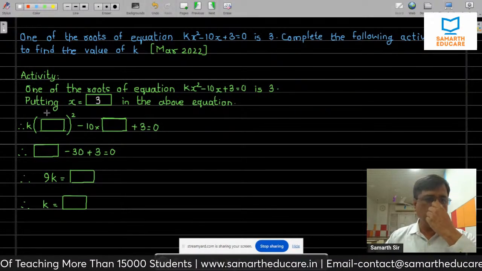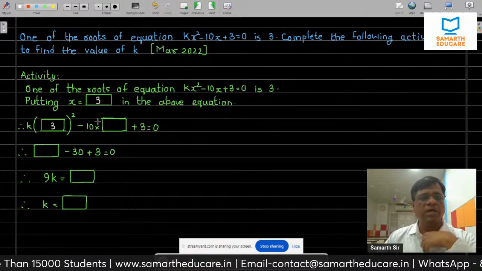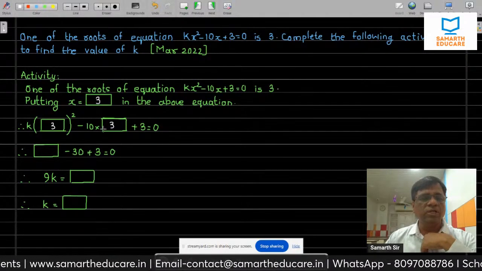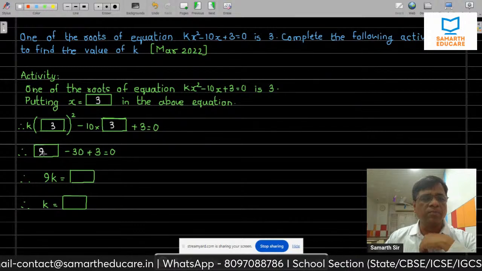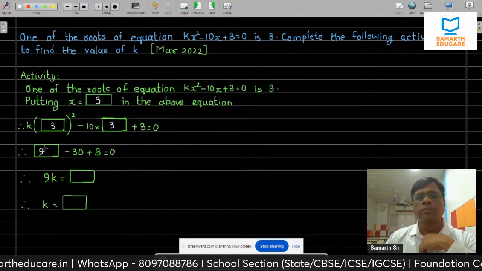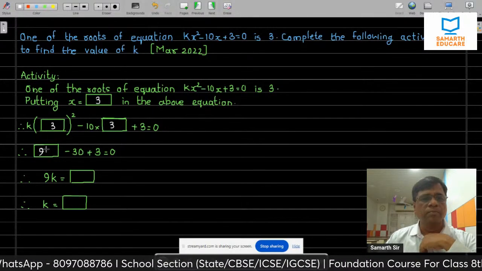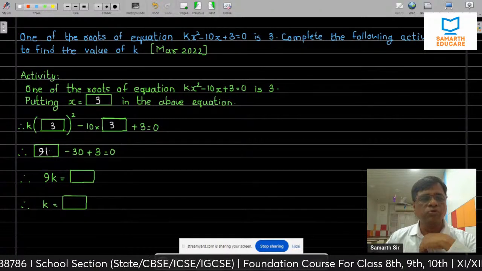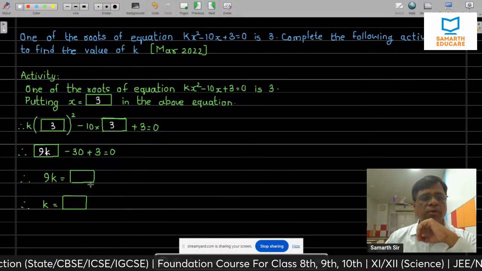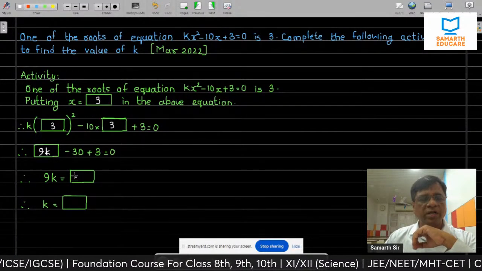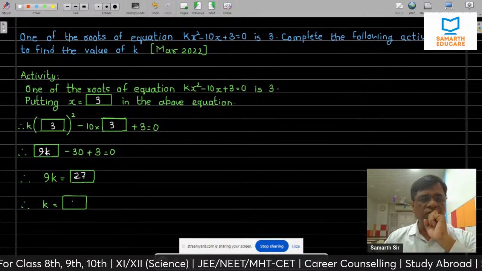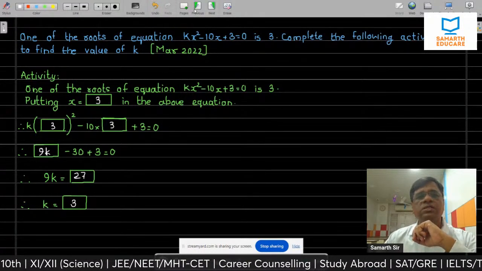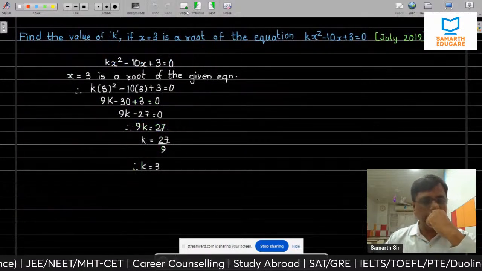Substitute करना है. So k into 3 का square minus 10 into 3 plus 3 is equal to 0. So this becomes 9k. I'm so sorry, it is 9k, not k square. Right? This becomes 27. Okay, and the value of k becomes 3. You can see a same question, same answer. K is equal to 3.